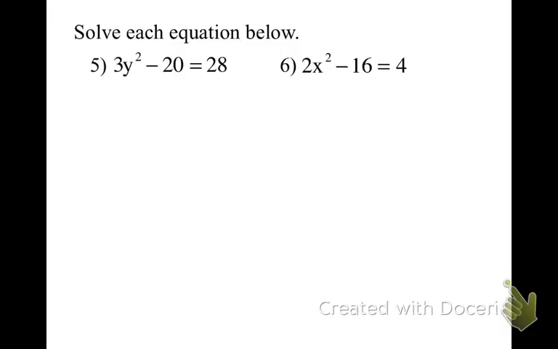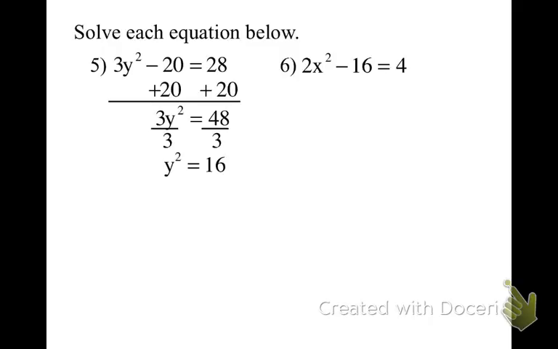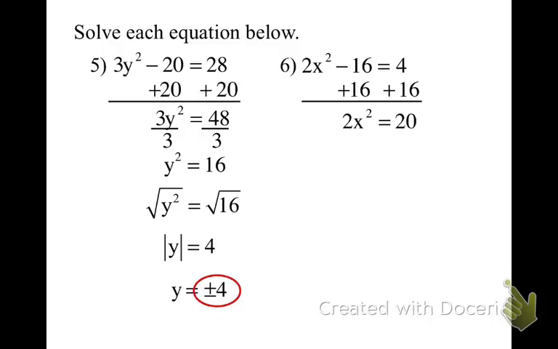Okay. Next one, what do you think we do? Jacob Zhang. Add 20 to both sides. Good. Next step, Jacob. And then divide by 3. Good. And then we root both sides. We don't rad both sides, we root both sides. That's the verb. The absolute value of y equals 4. Good. And then y equals plus or minus 4. Good. Okay. Doing the same thing here.